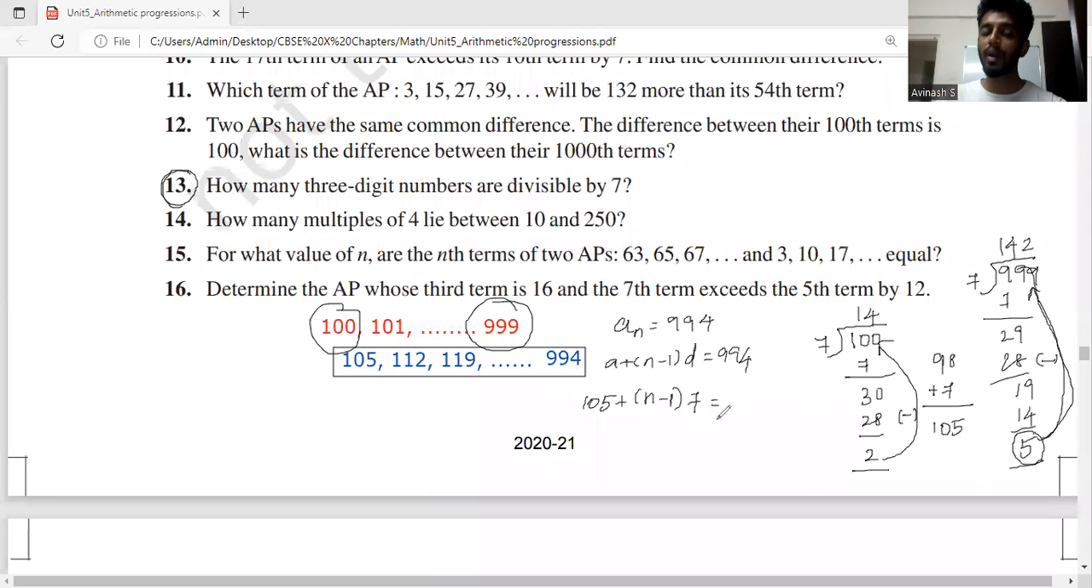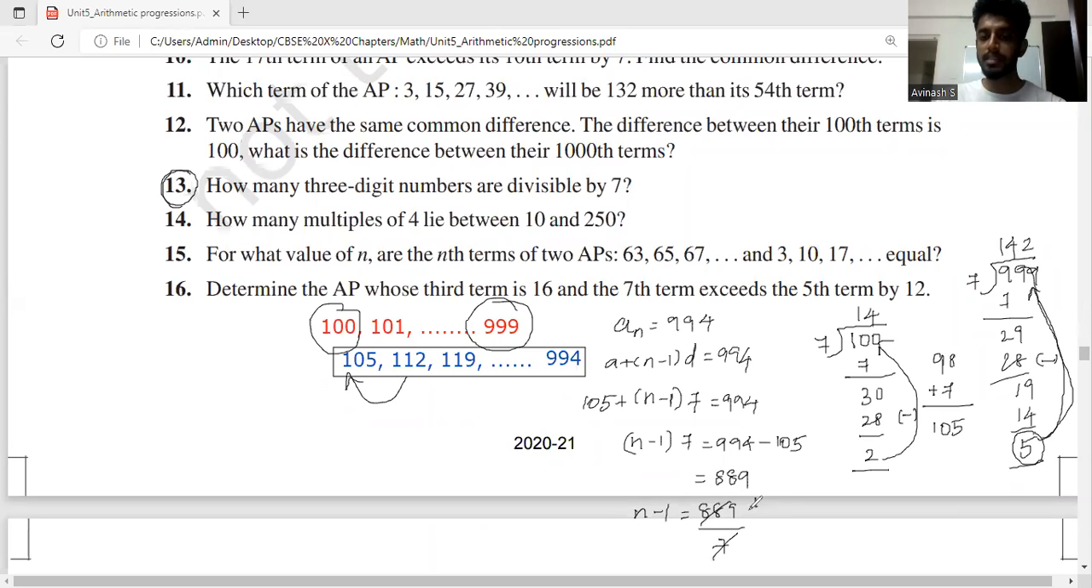The common difference is 7. That's quite obvious because all of them are divisible by 7, and the difference is also 7. If you see, 112 minus 105 is 7. So you'll be getting 994. Now, (n - 1) times 7 will be 994 minus 105, so we will be getting 889, and then the next step will be n - 1 equals 889 divided by 7.